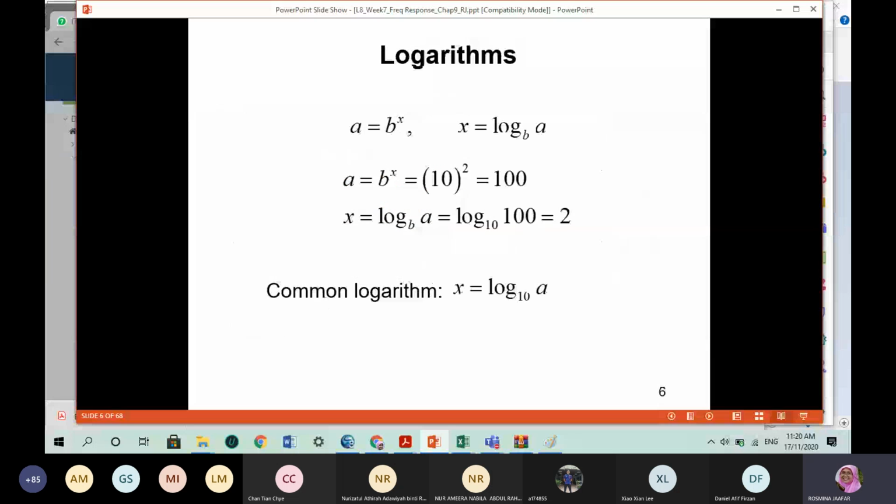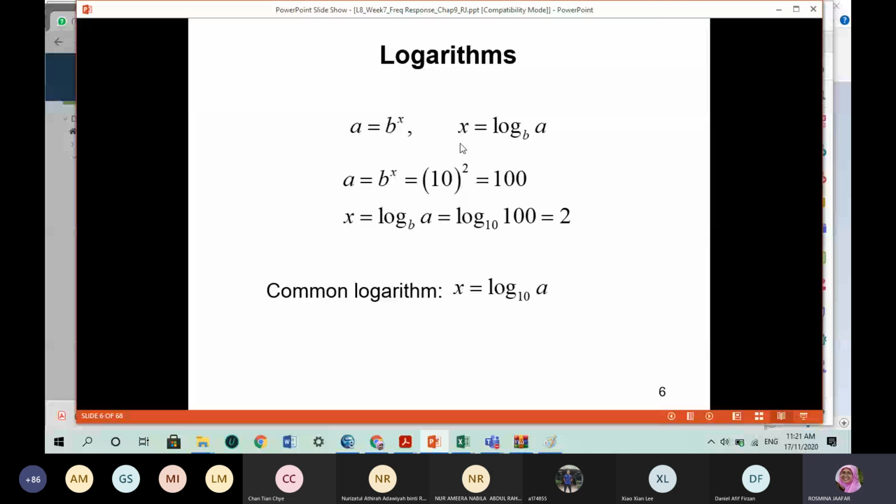So when we are dealing with frequency response, because frequency response is often described in terms of dB units, and dB is always a logarithmic function, let's recall the basics of logarithm equations. When we have a equals b to the power of x, in terms of a logarithmic function, x is actually log b of a.